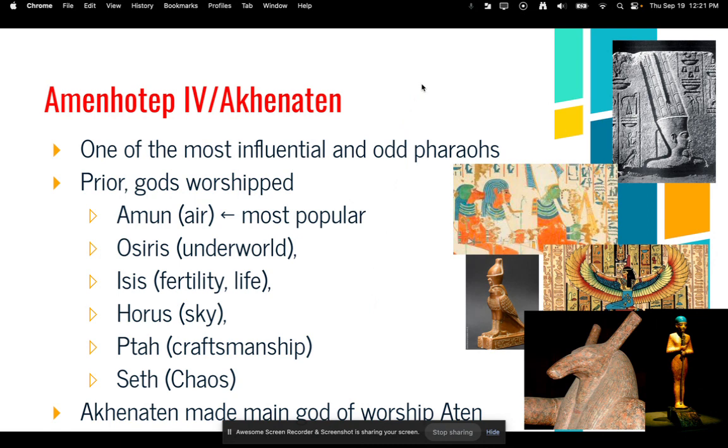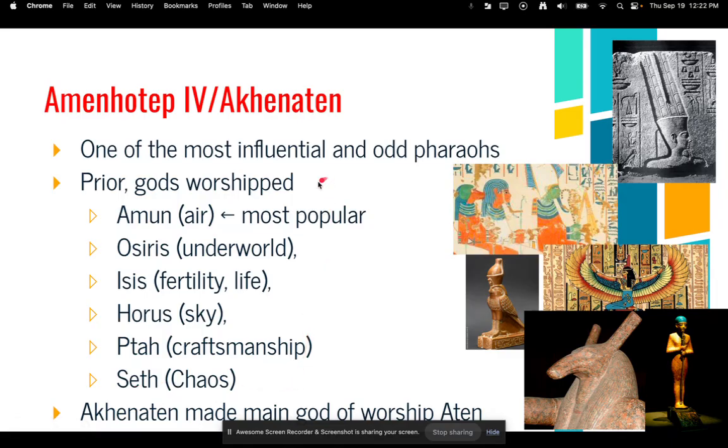So before we get to him, just a little bit more background information. So prior to his rule, there were a vast amount of gods that were worshipped in ancient Egypt. Here are some of the most popular. So we have Amun, who is the god of air. He is by far the most popular god worshipped in ancient Egypt. After that, you have Osiris, who is the god of the underworld. You have Isis, who is the goddess of fertility and life. Horus, who is the god of the sky. Ta, who is the craftsmanship god. And Seth, who is the god of chaos.